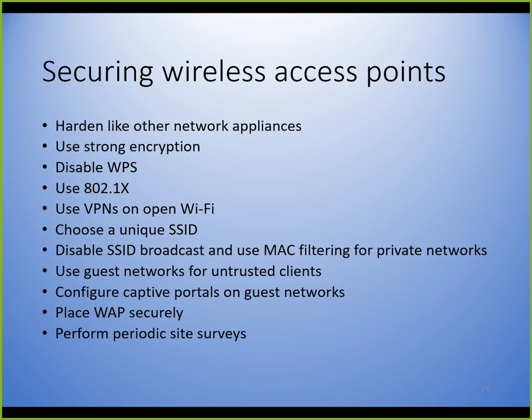Wireless access points, harden them like other ones. Strong encryption. Disable WPS, use 802.1x, and this is an enterprise level, though you can use it at home if you have a Radius server. Use VPNs on open Wi-Fi. Choose unique SSIDs. You may want to disable the SSID broadcast and use MAC filtering. If you disable the SSID broadcast, keep in mind that your untechnical users are probably going to have trouble getting on, because they have to type in the SSID, and it's case sensitive.